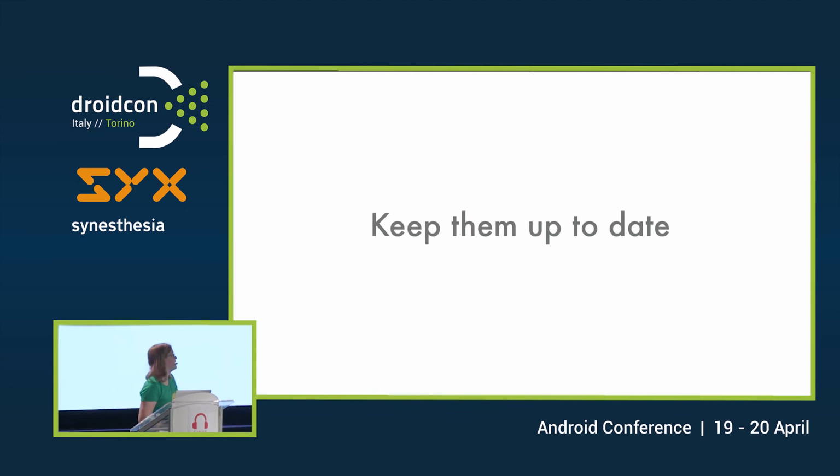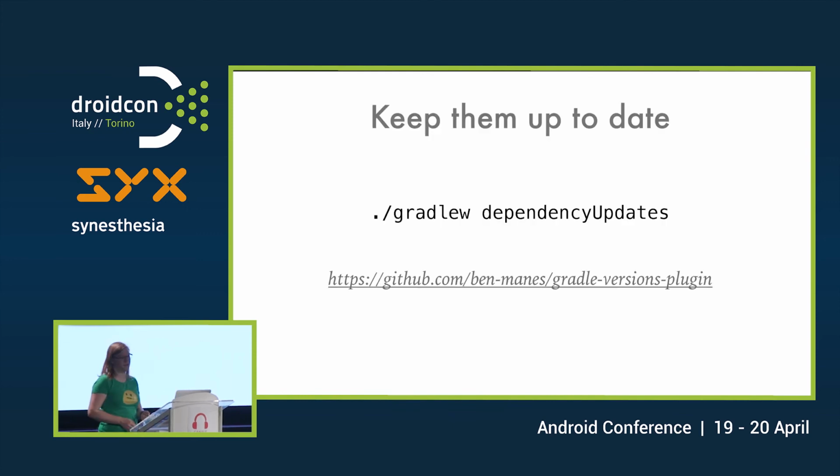So there's this great plugin by Ben Manes called the Gradle Versions plugin, and all you have to do is run this single task, and it'll tell you which dependencies are up to date and which have an update, and which version you can update to. So that will help you to figure out which dependencies actually have an update. Now, if there's a bunch of different dependencies that have an update, it can be quite a long task to actually update those.